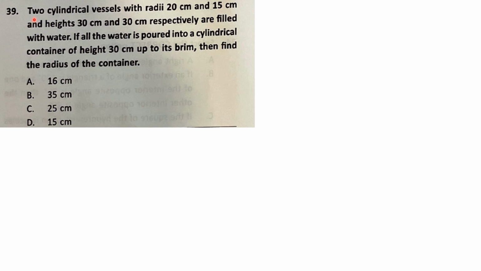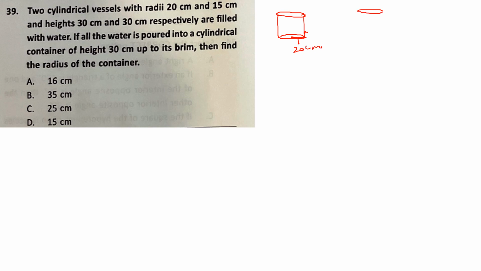Question number 39. Two cylindrical vessels with radii 20 centimeter and 15 centimeter and heights 30 centimeter and 30 centimeter respectively are filled with water. If all the water is poured into a cylindrical container of height 30 centimeter up to its brim, then find the radius of the container. So it is given that there are first two cylindrical vessels. This is the first cylindrical vessel. And first one's radius is given as 20 centimeter.